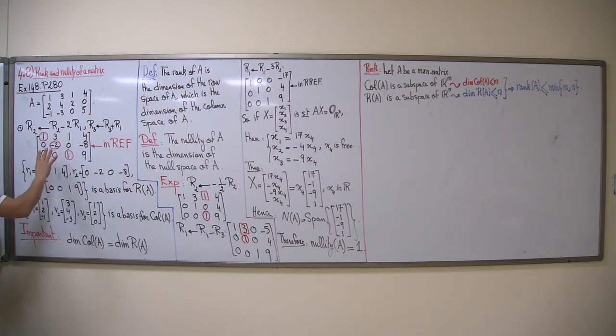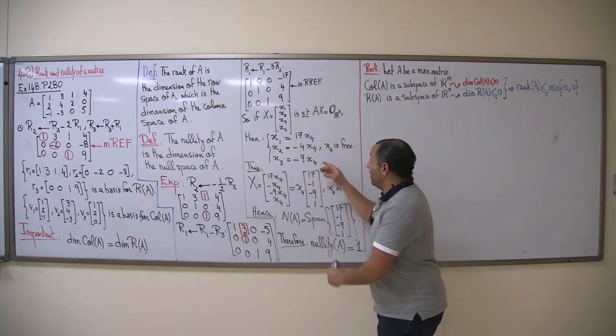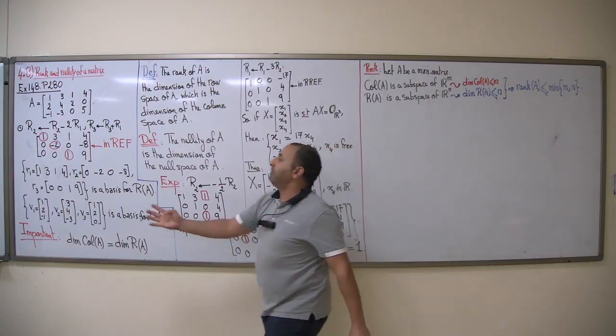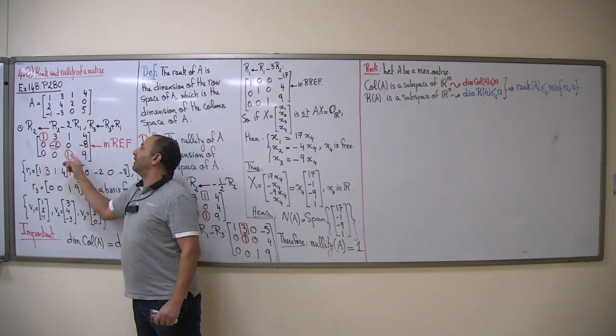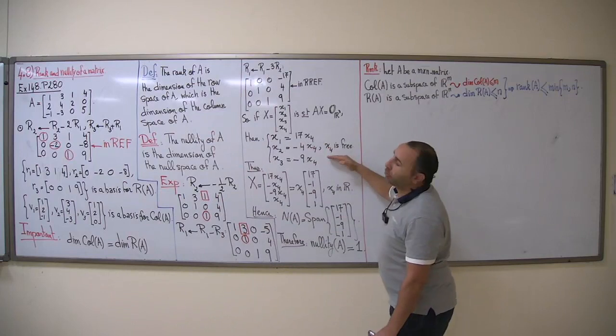So the number of columns is 4. I have 4 unknowns, and I have 3 leading terms, what I call pivots. So the number of unknowns, 4, minus the number of leading terms tells you exactly how many free variables you have in your solution. We find one free variable. That is from chapter number 1. The number of columns minus the number of leading terms, or pivots, gives you exactly the number of free variables in your solution.